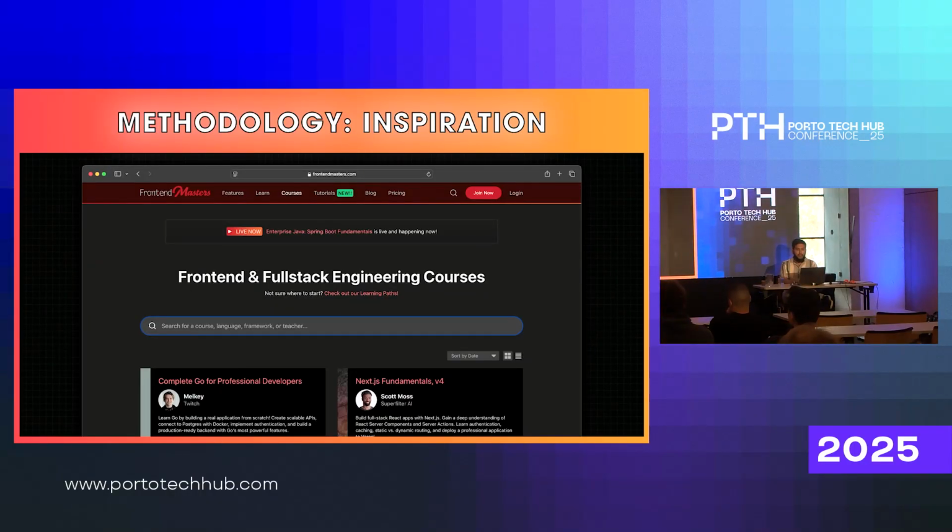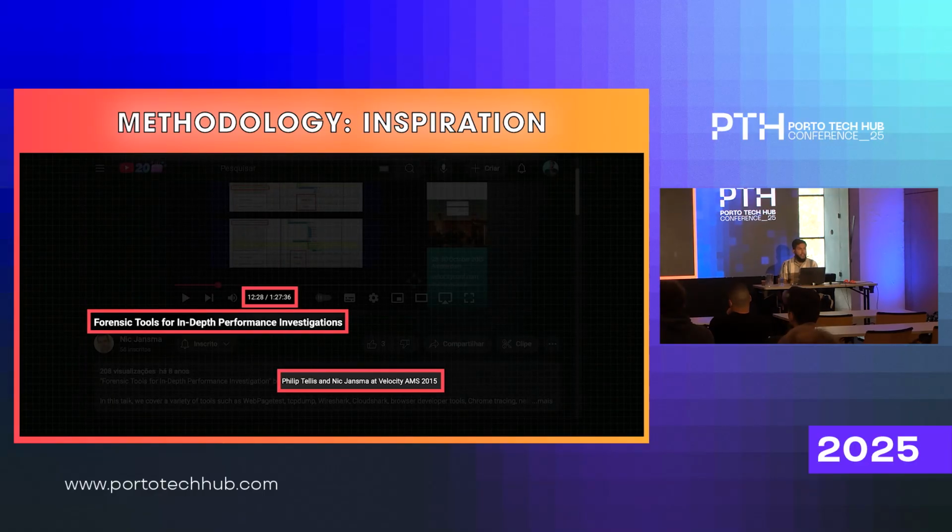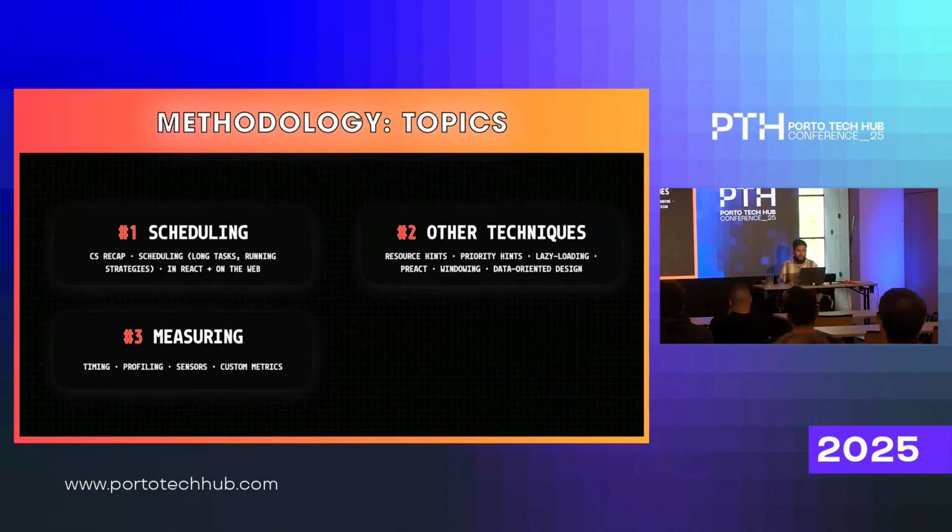Last but not least, I'm a lot inspired by the workshops and classes in Frontend Masters, and also by the talks that used to happen at the Velocity conference. So Velocity used to be a conference that happened in New York, San Francisco, and Europe too. And they had a lot of very, very interesting performance talks. All of them were 90-minute talks. So a lot of days will feel like a longer performance talk.